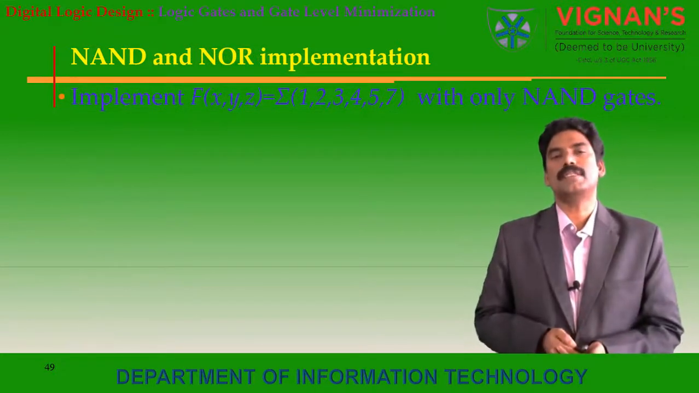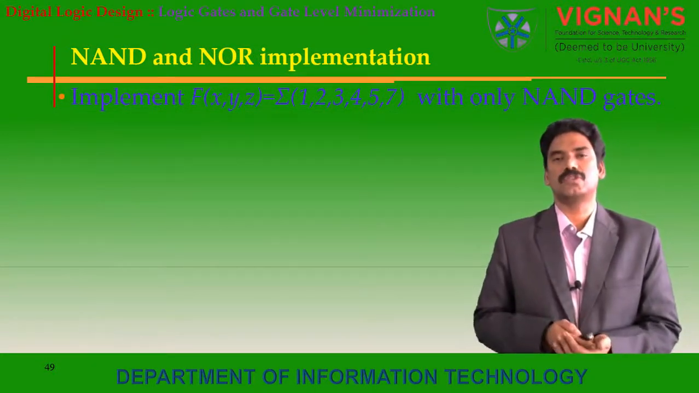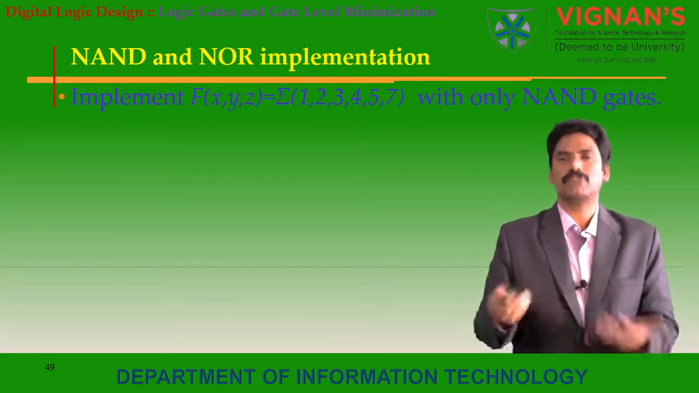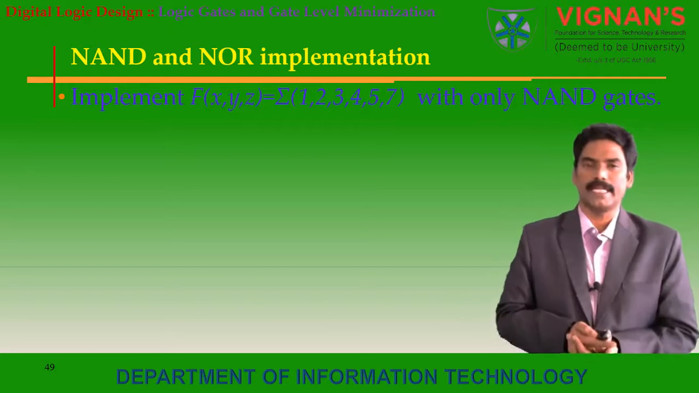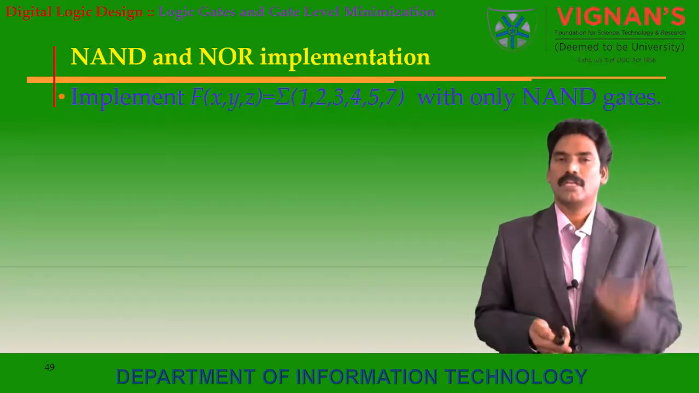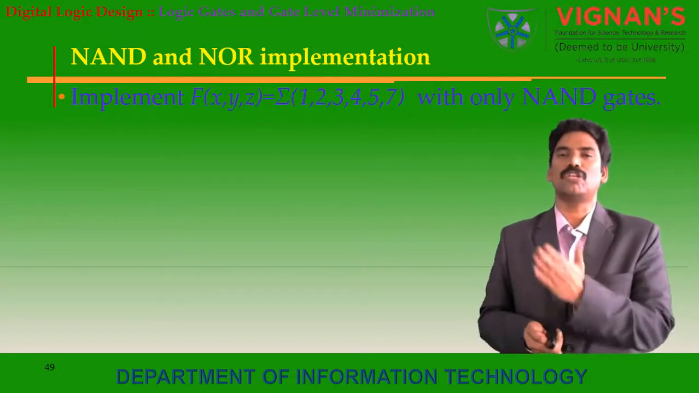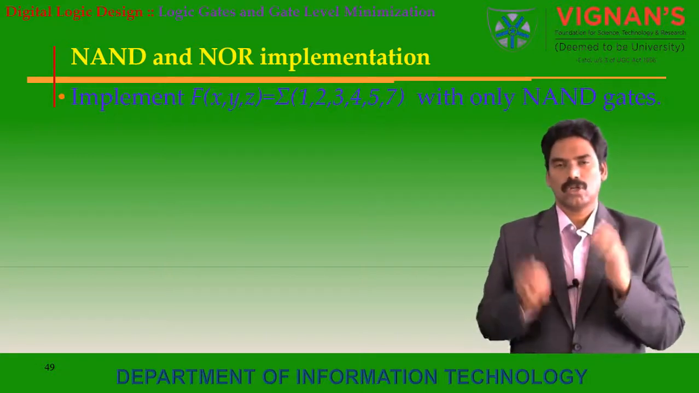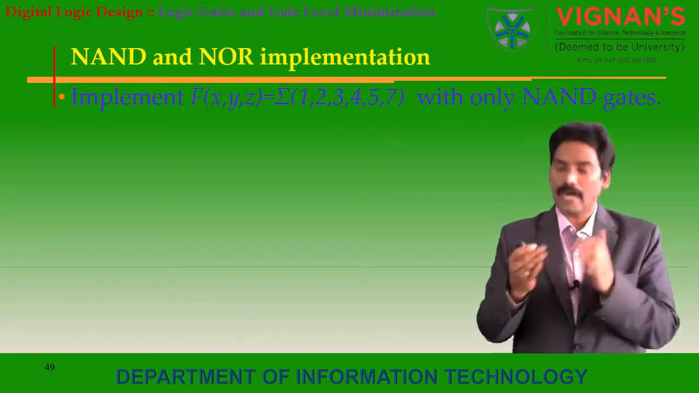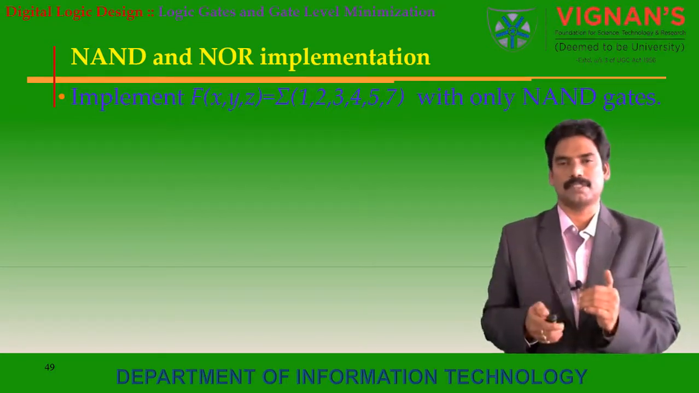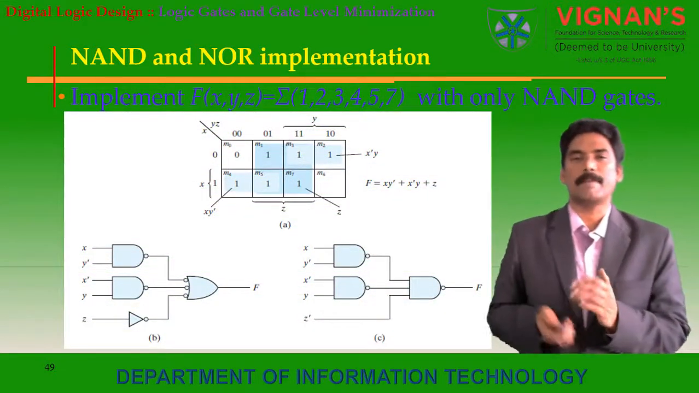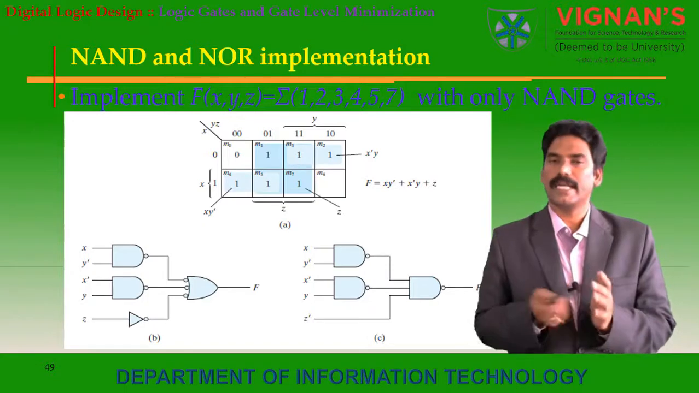Now implement F of XYZ equal to sigma 1, 2, 3, 4, 5, 7 with only NAND gates. We have to implement it by using only NAND gates. So what is the procedure? By using the K-map, we first have to minimize the expression. So what is the method we have to follow? This is a three-variable K-map. How many squares will be there? Eight squares.